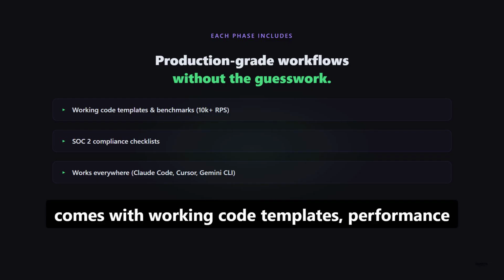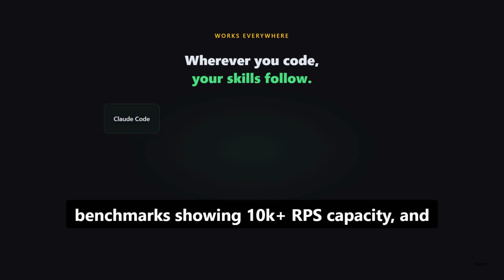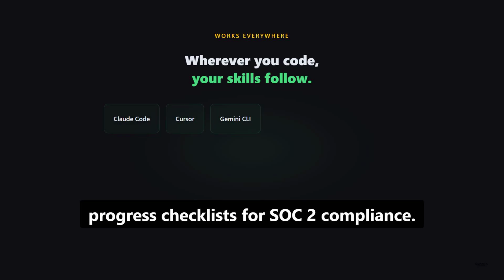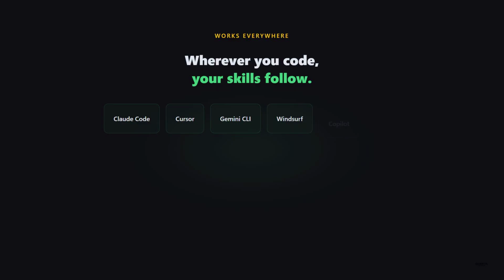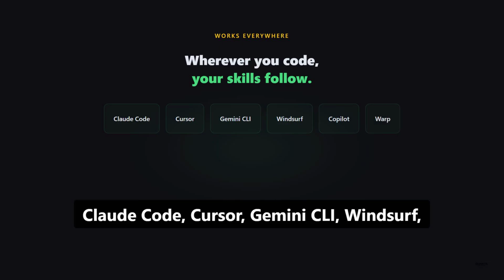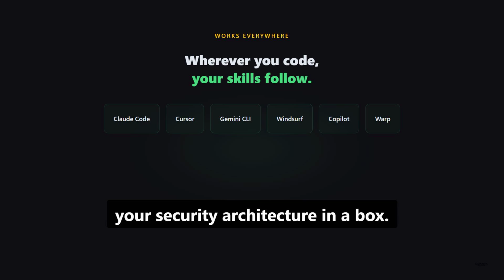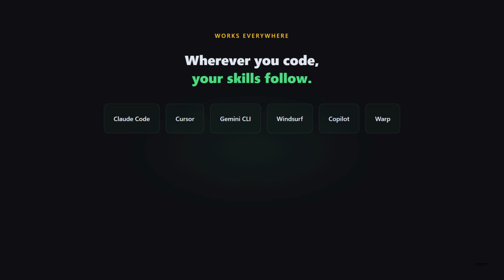Each phase comes with working code templates, performance benchmarks showing 10K plus RPS capacity, and progress checklists for SOC 2 compliance. And it works everywhere: Claude Code, Cursor, Gemini CLI, Windsurf, Copilot, Warp, and more. This isn't just a toolchain, it's your security architecture in a box.